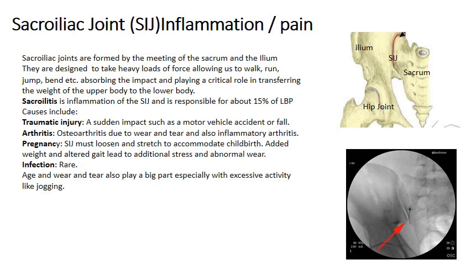Sacroiliac joint is another major cause of about 15% of low back pain. The sacroiliac joint is formed by the meeting of the sacrum and the ilium, as depicted in the picture on the top right. These joints are designed to take heavy loads of force, allowing us to walk, run, jump, bend, etc., absorbing the impact and playing a critical role in transferring the weight of the upper body to the lower body.